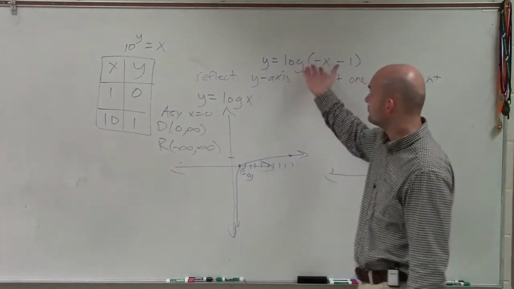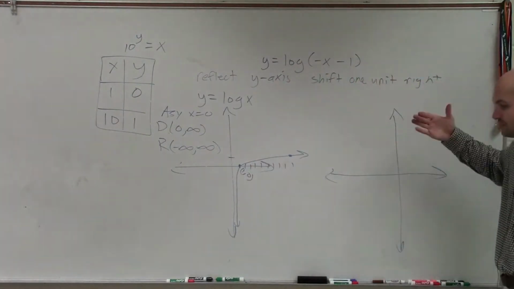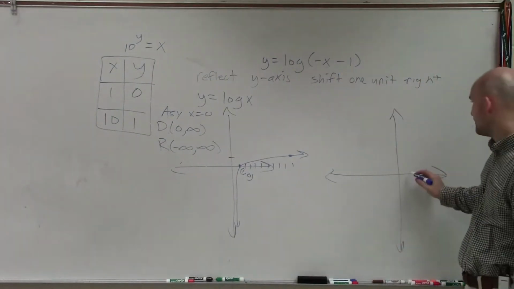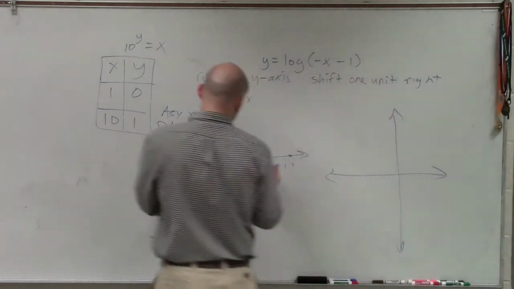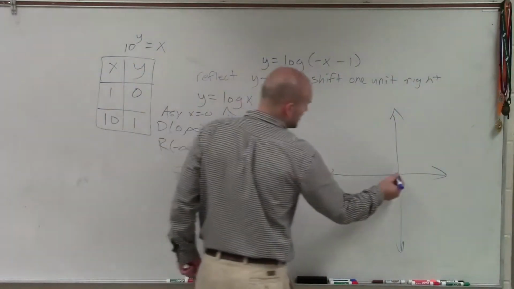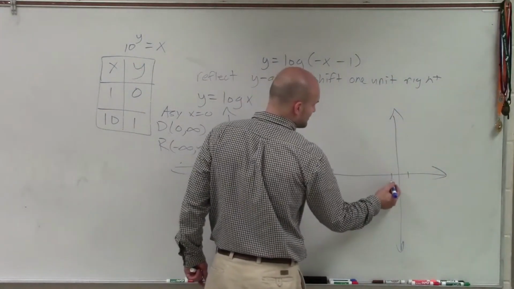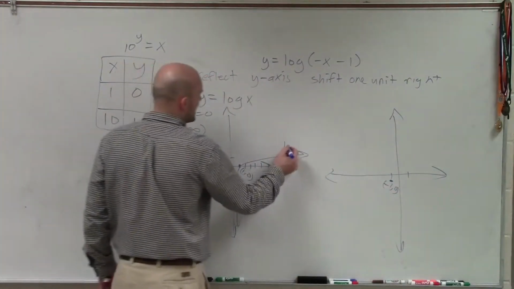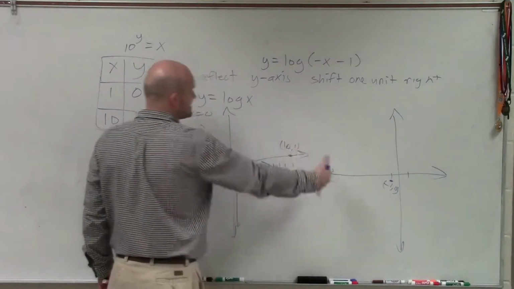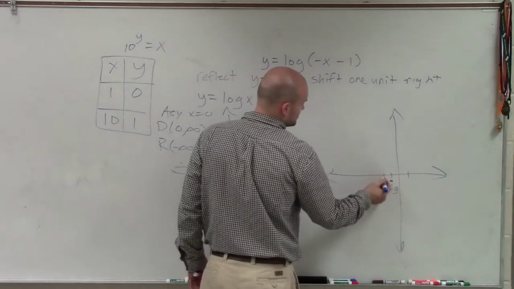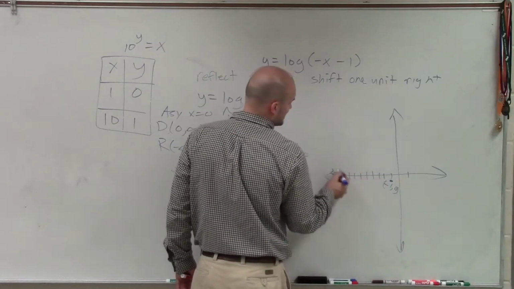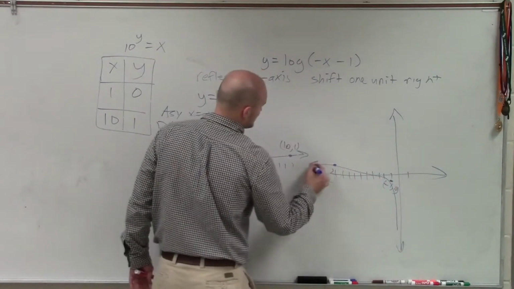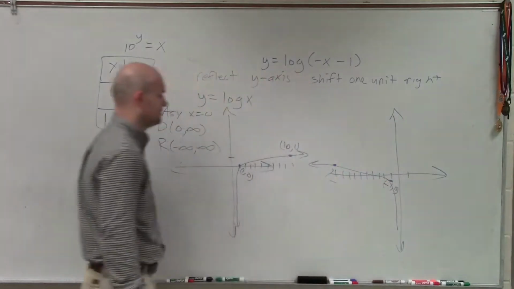So if I apply my reflection, shift it over first, then reflect. If I reflect over the y-axis, here's my point at (1, 0). Instead of going over 1, I'm now going to go to the left one, so then I have (-1, 0). And instead of having (10, 1), that's now going to be at (-10, 1): 1, 2, 3, 4, 5, 6, 7, 8, 9, 10. So now my graph is going to look something like this, right?